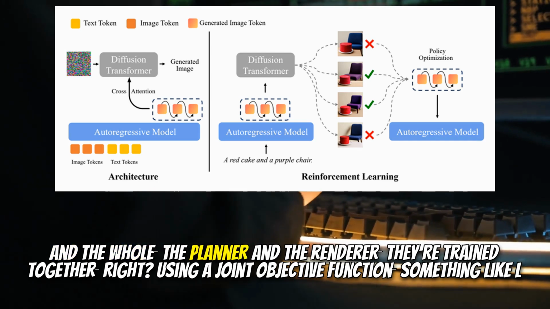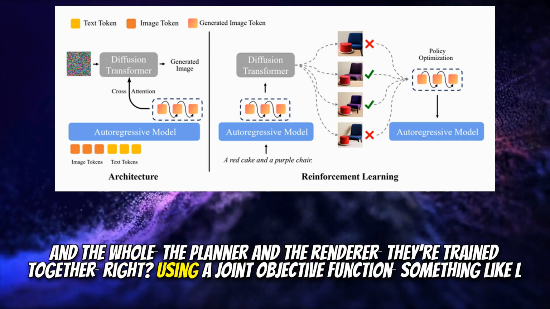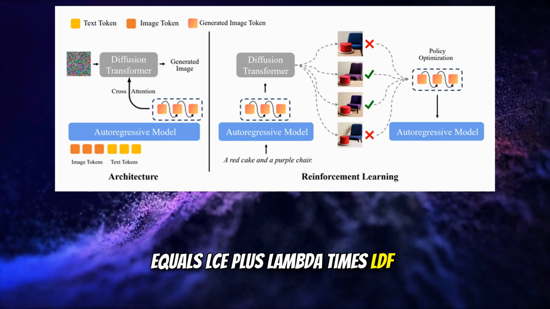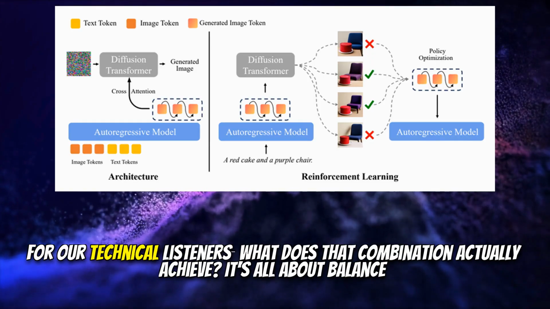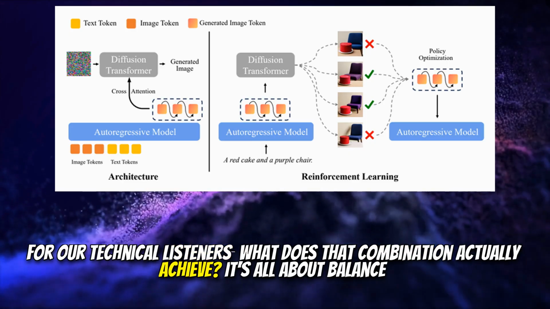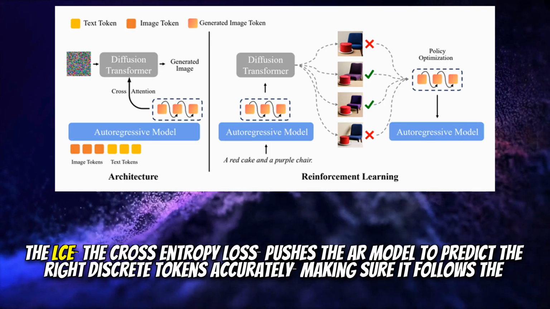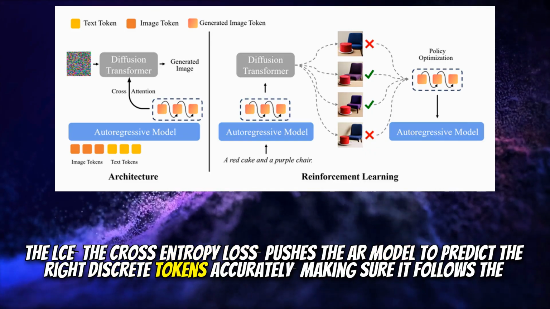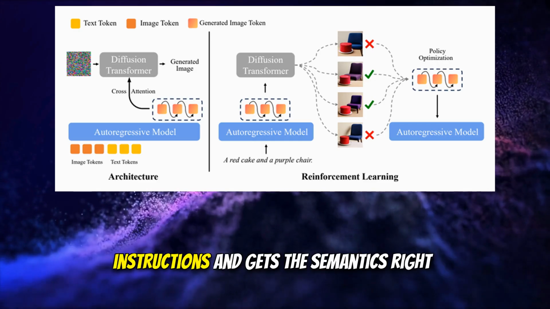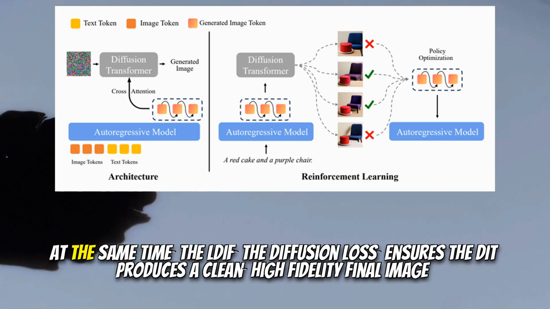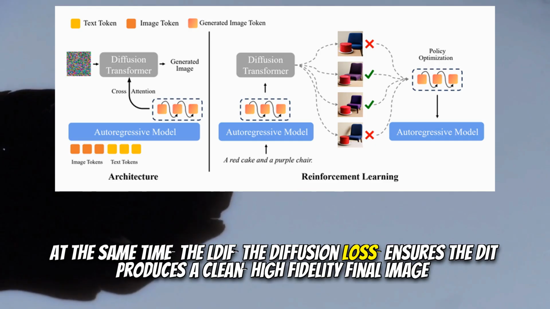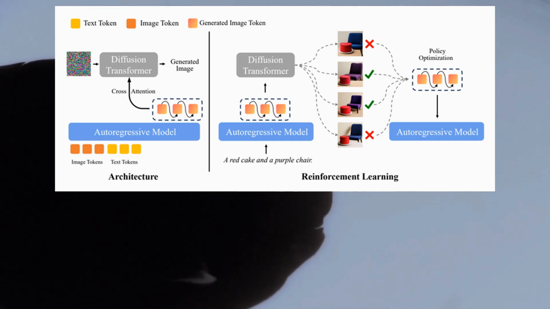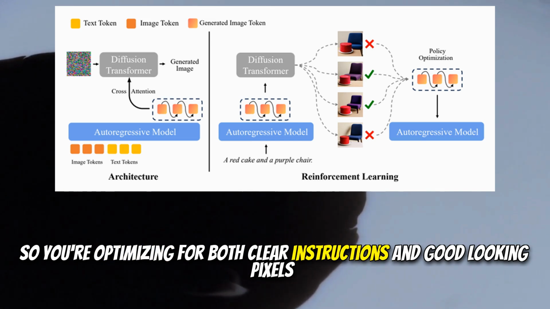And the whole system, the planner and the renderer, they're trained together, right? Using a joint objective function, something like L equals L_CE plus lambda times L_Diff. For our technical listeners, what does that combination actually achieve? It's all about balance. The L_CE, the cross-entropy loss, pushes the AR model to predict the right discrete tokens accurately, making sure it follows the instructions and gets the semantics right. At the same time, the L_Diff, the diffusion loss, ensures the DiT produces a clean, high-fidelity final image. So you're optimizing for both clear instructions and good-looking pixels.